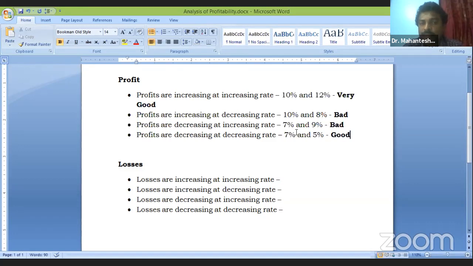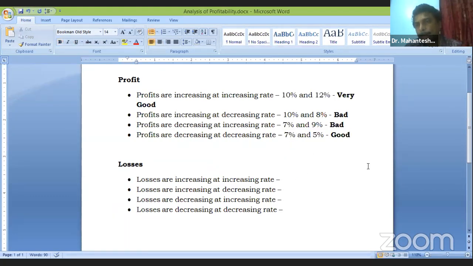So profits are decreasing at a decreasing rate. So it is definitely an improvement in the financial performance of the company in terms of profitability. So profits decreasing at a decreasing rate is a good sign for the organization. I hope you are comfortable with this kind of an analysis when it comes to profits.